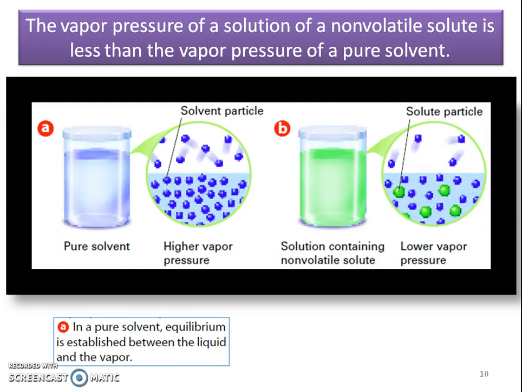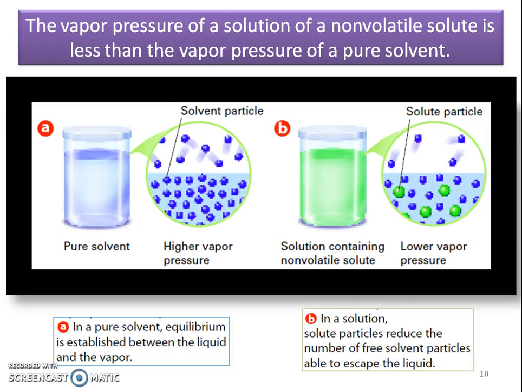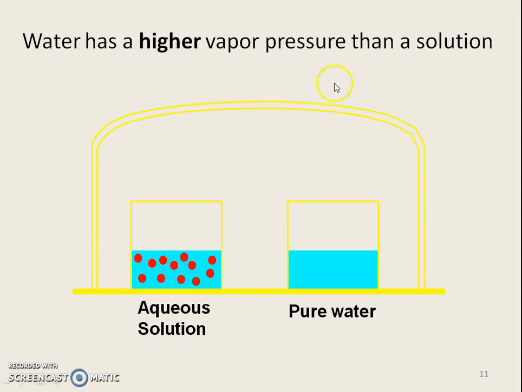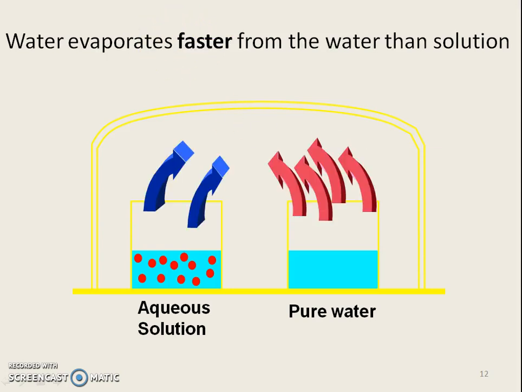So here we go. In a pure solvent, equilibrium is established between the liquid and the vapor. And in a solution, those solute particles reduce the number of free solvent particles able to escape from that liquid. So we have less vapor pressure. So we take something like this in a closed container. Okay, everything is closed. We have an aqueous solution like salt water, and we have pure water. Remember that pure water is going to have a higher vapor pressure. So as we let things evaporate, more pure water molecules are going to evaporate than the water molecules coming from the aqueous solution.